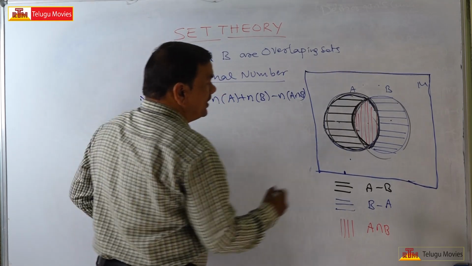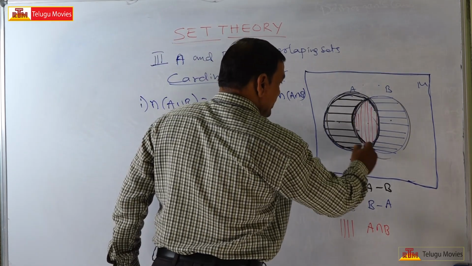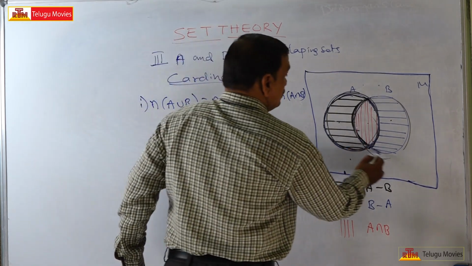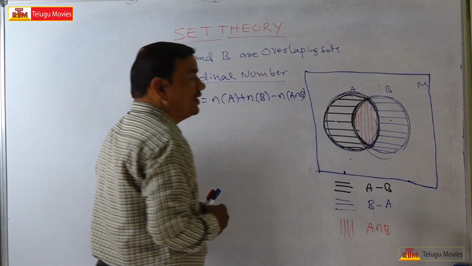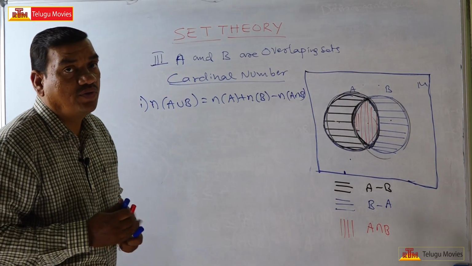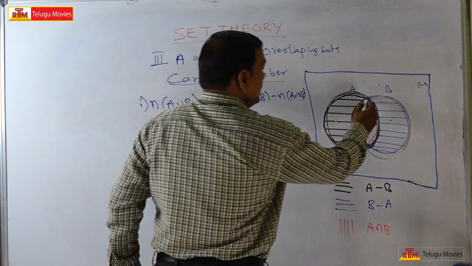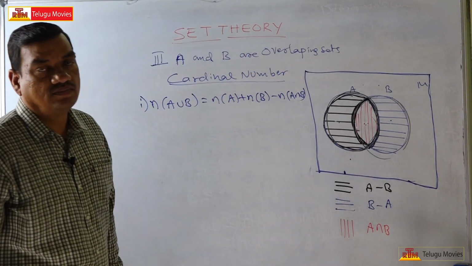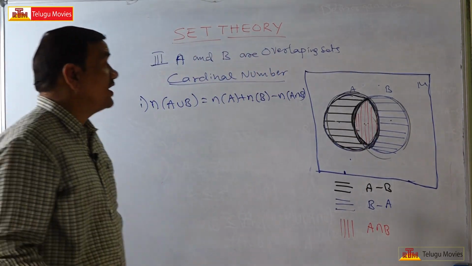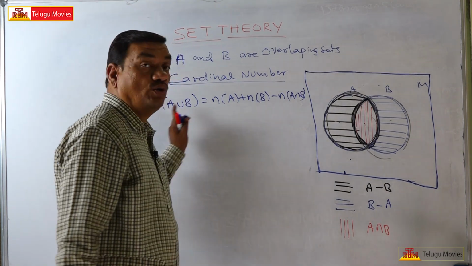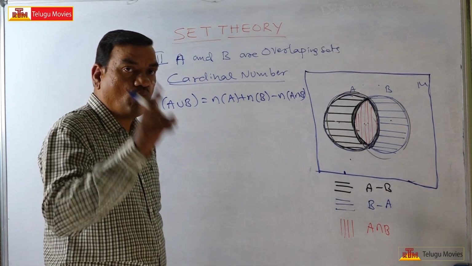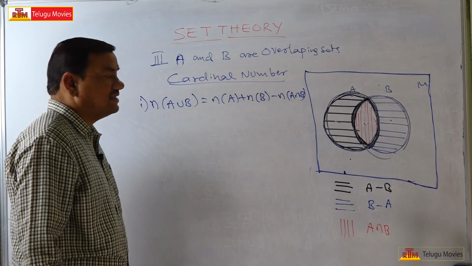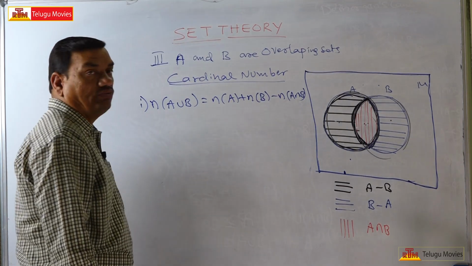So you are counting A, which means you are counting A intersection B also. Plus n of B, that means you are counting B, which again means you are counting A intersection B. That means A intersection B is counted 2 times. To make it equal, you have to subtract 1 time. That's why n of A union B is equal to n of A plus n of B minus n of A intersection B.